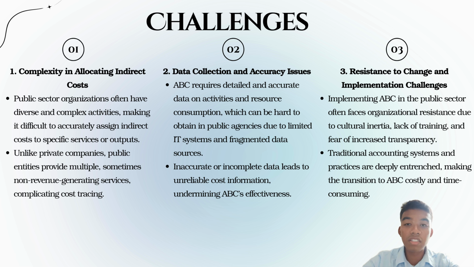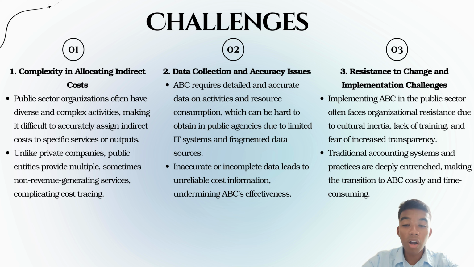Challenge 3. Resistance to change and implementation challenges. The third challenge is resistance to change within public sector organizations. Implementing ABC often requires a significant shift in mindset and processes. Employees and managers may be reluctant to adopt new systems due to fear of increased transparency or accountability. Additionally, many public agencies may have long-standing traditional accounting methods that are deeply embedded in their culture. Transitioning to ABC can be costly and time-consuming, requiring training and ongoing support. This resistance can slow down or even derail ABC implementation efforts.